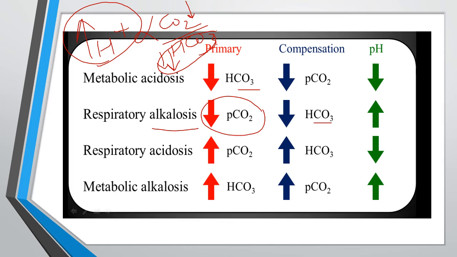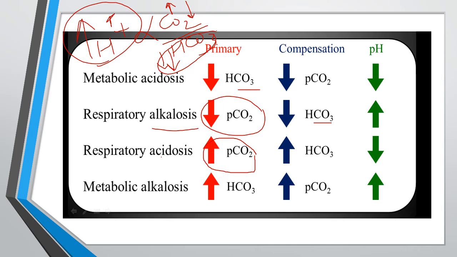So next, respiratory acidosis. What happens here? The primary change is an increase in the PCO2. If PCO2 increases, what happens to H plus? H plus will also increase. If H plus increases, what will happen to the pH? pH decreases. So this is acidosis.